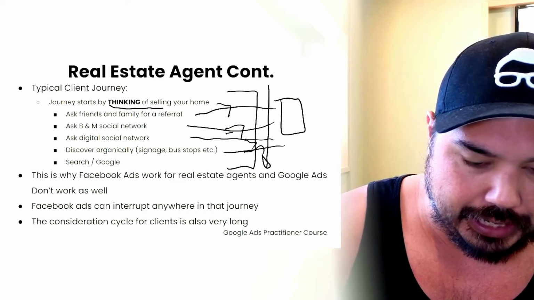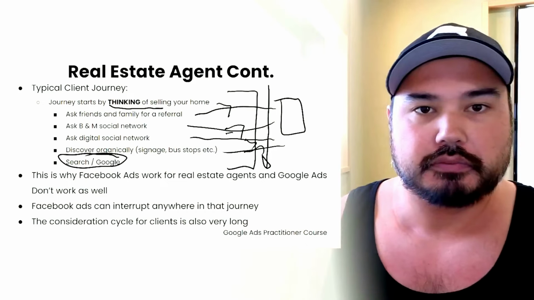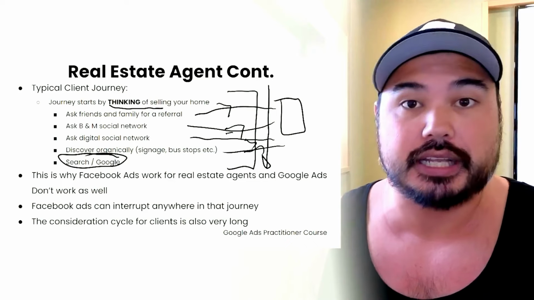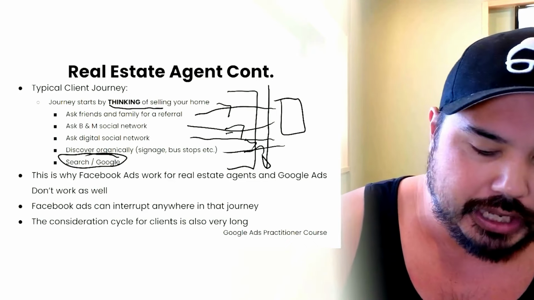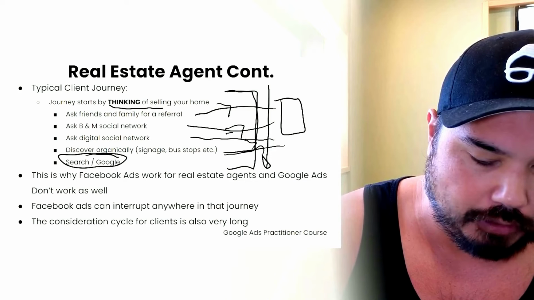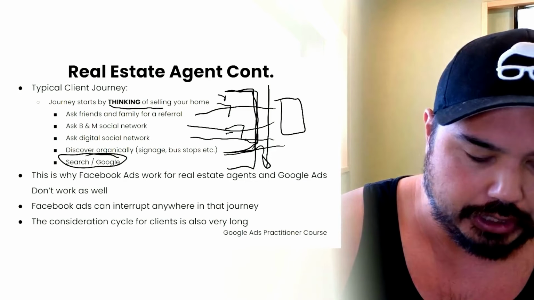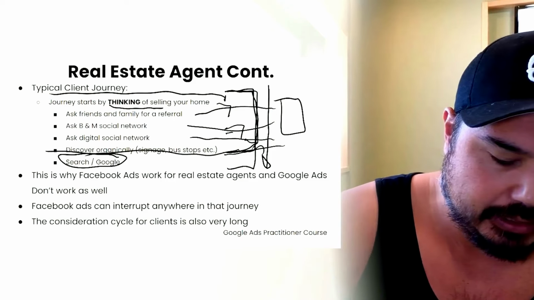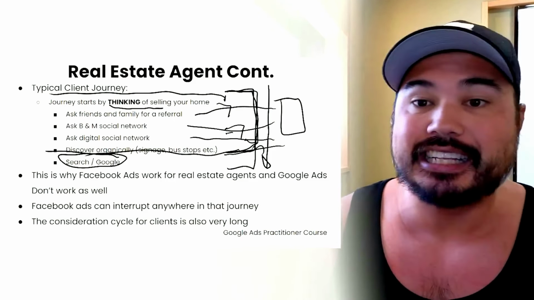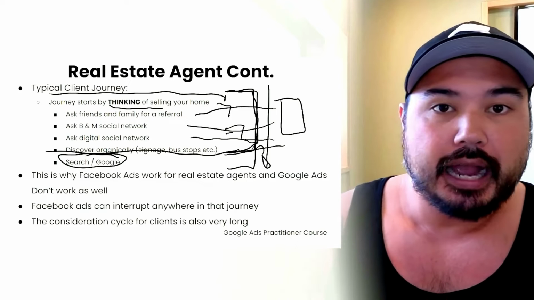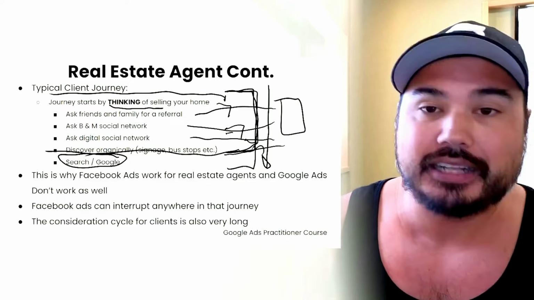Now, with a Google ad, it's really just search. People have to be searching for a real estate agent for your ads to show up. So you just have more opportunities to cover people off in this user journey with Facebook ads. It's just simple. Same with Instagram ads. Same with any interruption based ad. And the consideration cycle for clients is also very long.